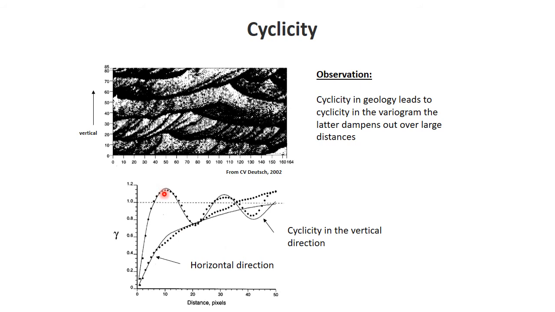Now, you shouldn't over-interpret; this has to be very clear. Many variograms wobble just because they are noisy. So if you get this very clear sinuous function, then that will be an indication of cyclicity.